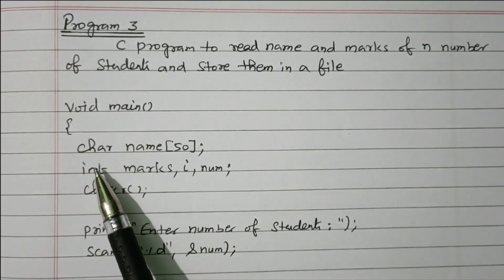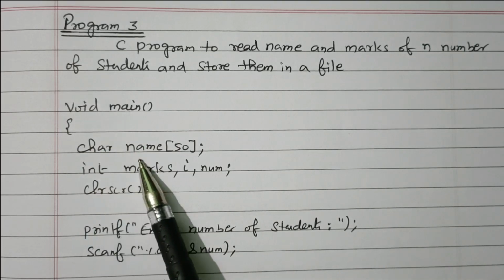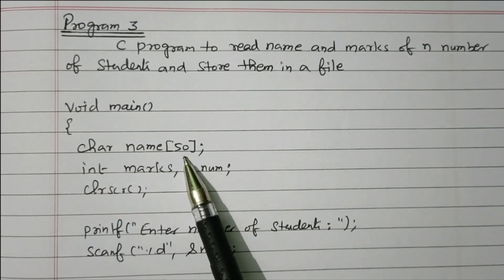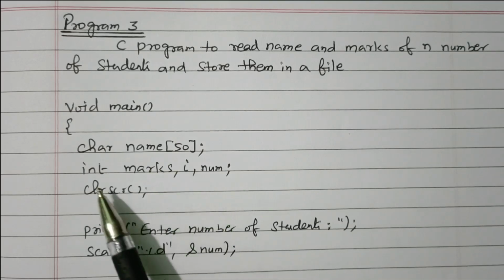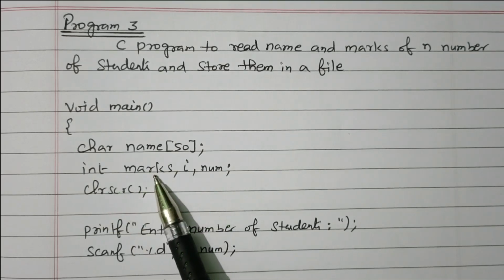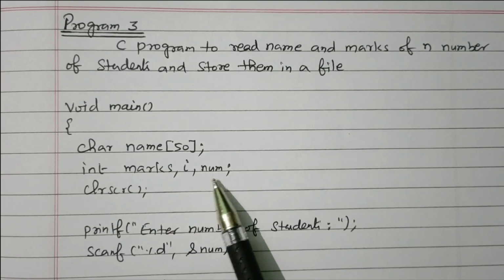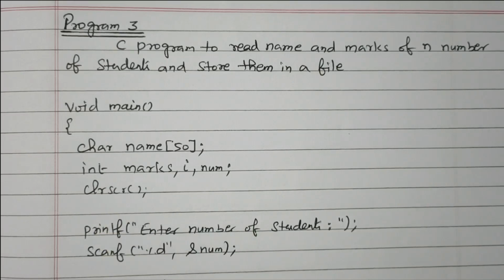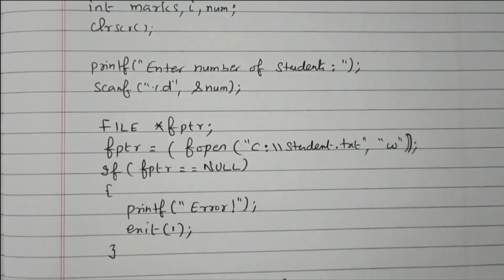First declare the variables. Character name[50]. This refers to the name of the student, and the number of characters is 50. Integer mark, i, num. i is used for the loop, num refers to the number of students. Then clear the screen. Now we can read the data from the user.